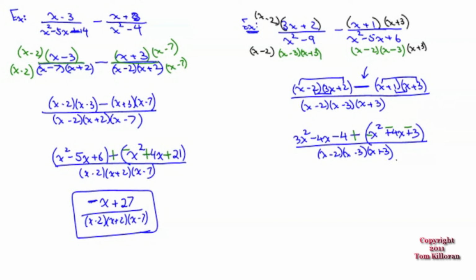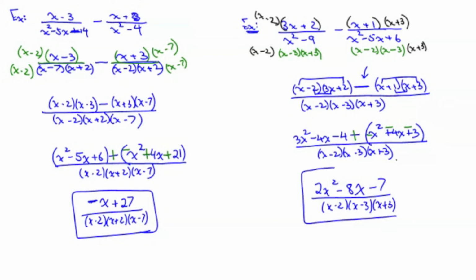And then lastly, you get x squared minus x squared. 2x squared. Negative 4x minus another 4x, minus 8x. And negative 4 minus 3, all over x minus 2, x minus 3, x plus 3. So this problem all in itself pretty much goes over all of chapter 5. Factoring and multiplying and subtracting polynomials, lots of fun.